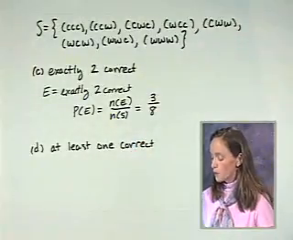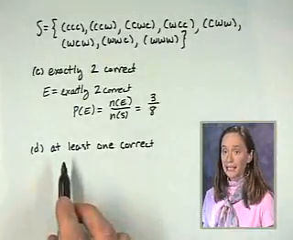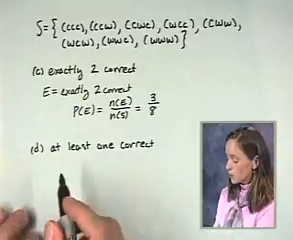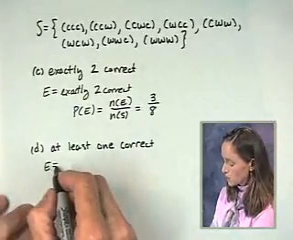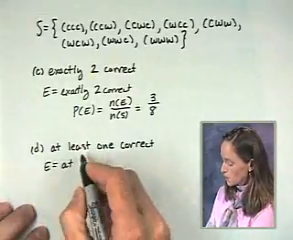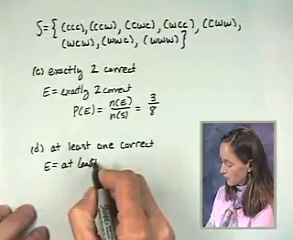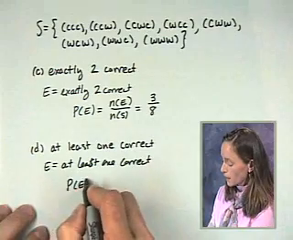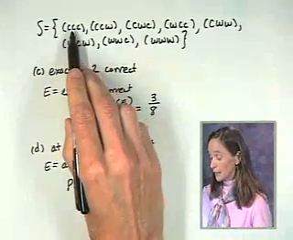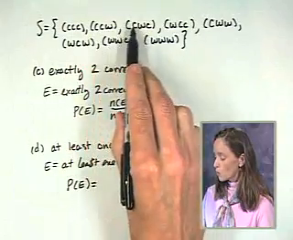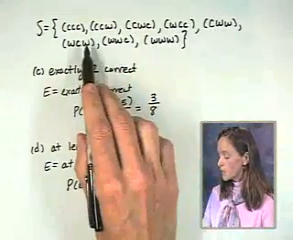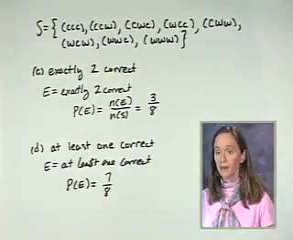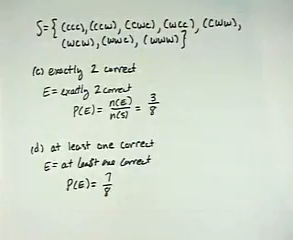For him to guess at least one problem correct, we can do a number of things. Let's just count in our sample space. So E is at least one correct. The probability of that event is, here's at least one correct, 2, 3, 4, 5, 6, 7 out of the 8 options give at least one correct guess.